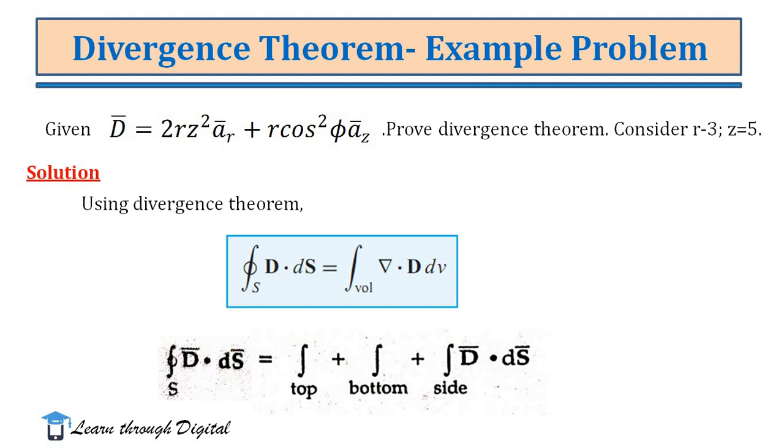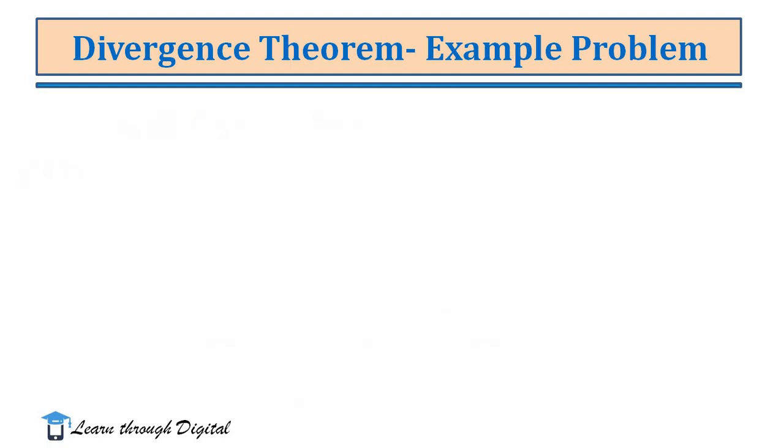First we are going to consider the left hand side, surface integral of D vector dot dS vector. We have to note that the given D vector is in cylindrical coordinate system. So the cylinder consists of three surfaces: top, bottom and side surfaces. Therefore, the surface integral of D vector dot dS vector can be decomposed into three surfaces: integral of top surface plus integral of bottom plus integral of side surface, D vector dot dS vector.